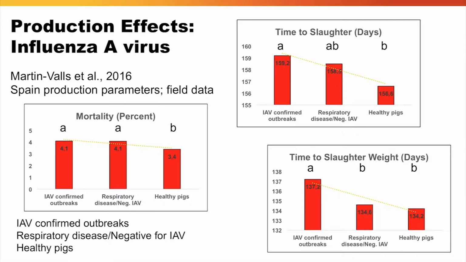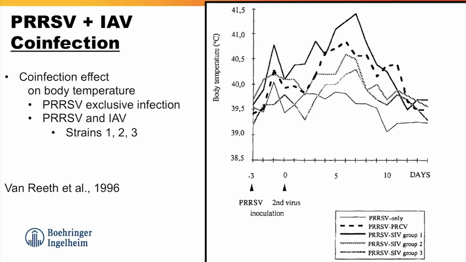The second column is the pigs that had respiratory disease but were negative for flu. And then the third column would be our healthy pigs throughout the production phase. So you can see differences again in mortality as well as the time to slaughter in days and time to slaughter weight, in which the healthy pigs perform better, obviously, than the infected or co-infected pigs. So that sets the stage for really looking a little bit more closely at what data has been presented as far as the effect of resilience on production parameters when looking specifically at PRRS and flu co-infections.